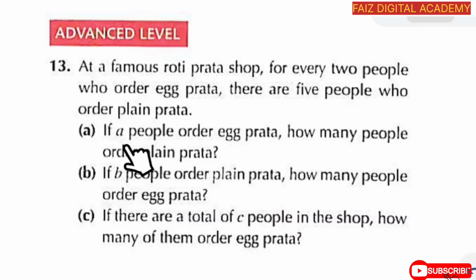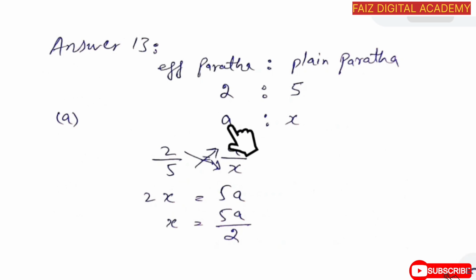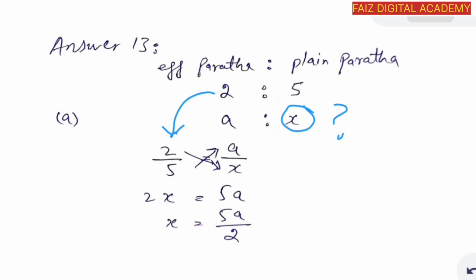Now from part a, if a people are ordering the egg paratha, then we have to find how many people are buying the plain paratha. So we write x, the variable we have to find, our question mark. You know that ratios can be written in the form of fractions. So 2 ratio 5 can be written as 2 over 5, and similarly a ratio x can be written as a over x, and both of these ratios are equal fractions, because we have to find x.